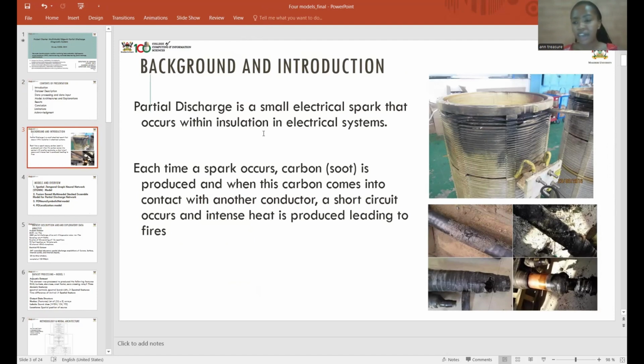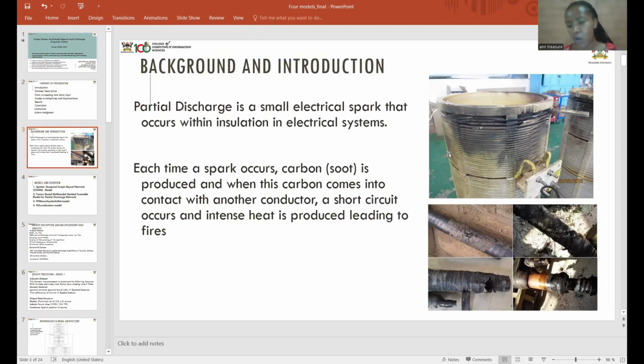Partial discharge is an electric spark that occurs within the insulation that can lead to the degradation of the insulation in high voltage equipment. When this insulation degrades, the chances of a short circuit increase, and when a short circuit occurs, intense heat is produced in the high voltage wire or in the transformer, leading to fires and loss of equipment.